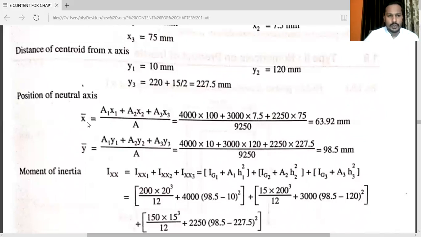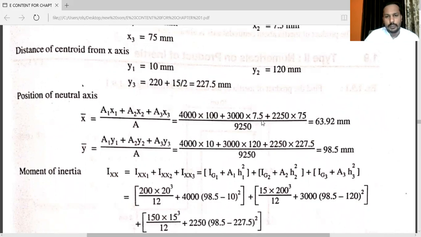So here we know the formula: x bar is equal to a1 x1 plus a2 x2 plus a3 x3 upon summation of entire area. That is a1 plus a2 plus a3, that is summation of all the area. So here we know the value of a1, that is 4000. We know the value of a2, that is 3000. We know the value of a3, that is 2250. We have the value of x1, x2 and x3. X1 is 100, x2 is 7.5 and x3 is 70.